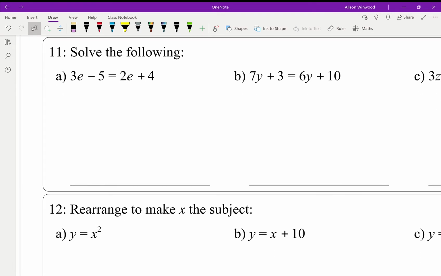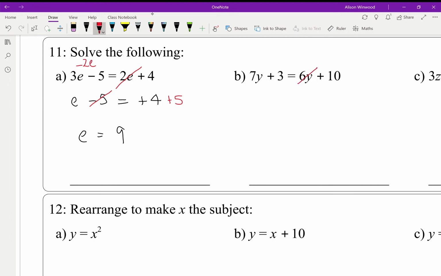When I've got letters on both sides, first thing I need to do is move them all to the left. So I'm going to subtract 2e. 3e subtract 2e is just 1e. I've still got negative 5, still got equals, still got positive 4. Opposite of subtract 5 is to add 5, so e equals 9.